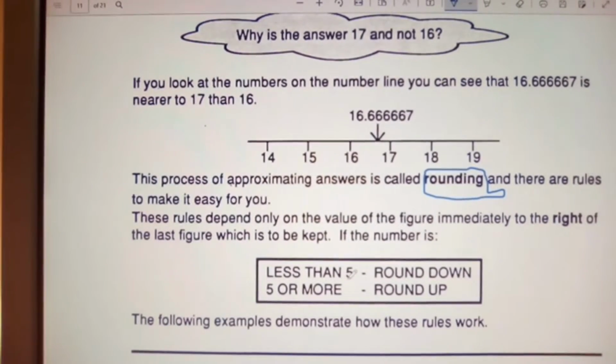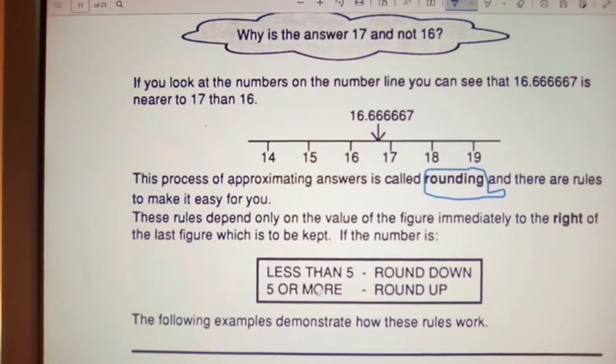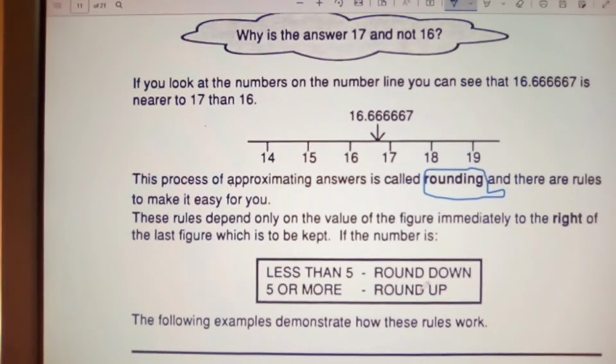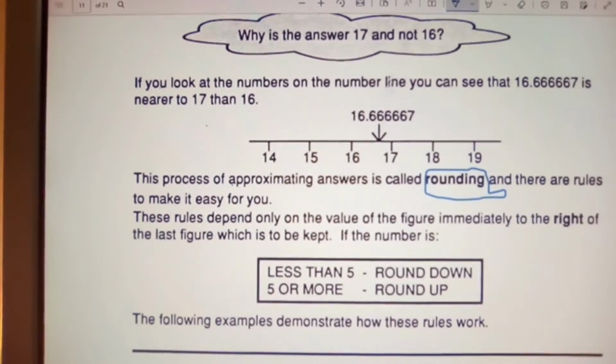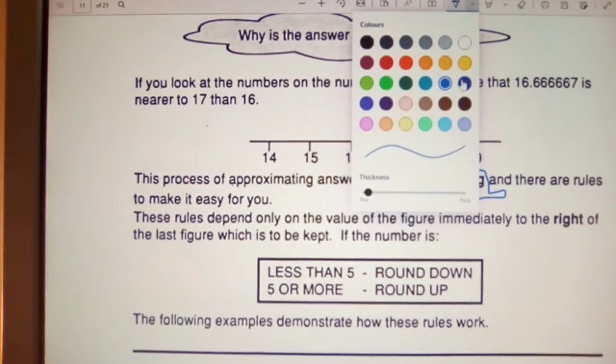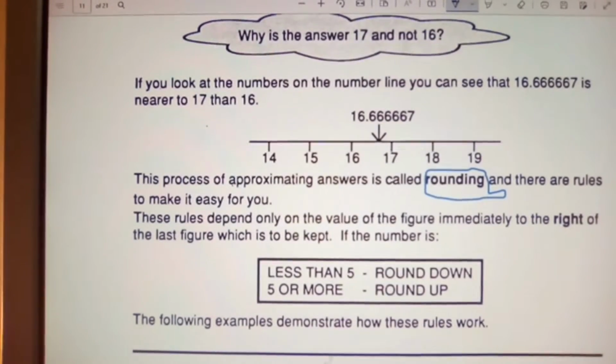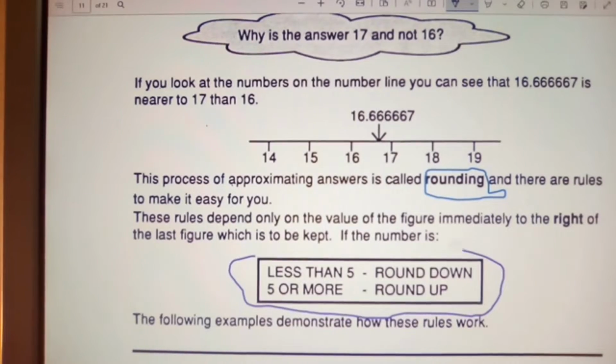If the number is less than 5, round down. 5 or more, round up. Okay, and it is as simple as that. Remember this. And that is the rule. You must comply with this rule. Less than 5, round down. 5 or more, round up. Okay.